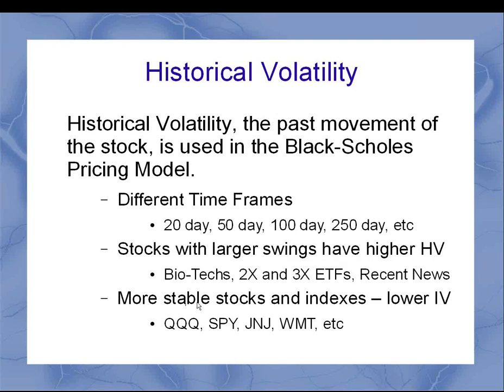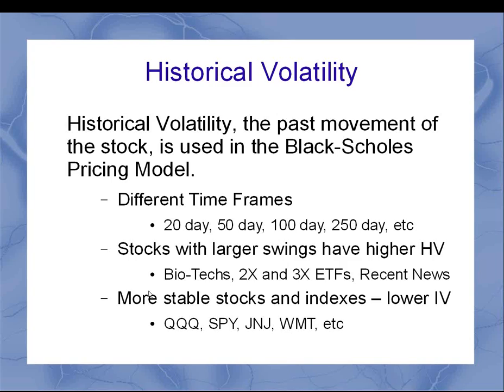More stable stocks, indexes, and ETFs will have a lower historical volatility. We think of QQQ, SPY, Johnson & Johnson, Walmart, things of that nature, big large cap stocks, stocks that have slower movement, staple stocks, for example, large caps as well. You expect to see maybe a volatility of around 10, 15%, under 20% or so, where certain biotech stocks and 2 or 3 times ETFs, we may see historical volatilities as high as 60, 70% or even more in the case of the biotechs as well.